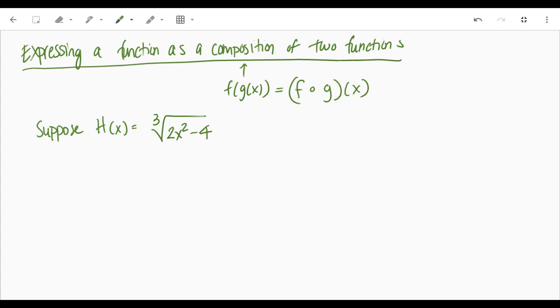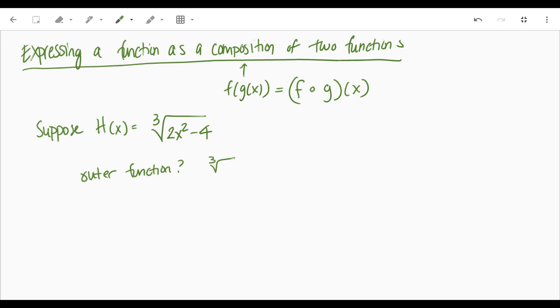Okay, so what you want to kind of think about, what's the outer function? Like, what's the last thing you would do if you were to plug in a value for x? Like, if x were 10 and you plugged it in, right? So you would do 10 squared to get 100, then times 2 to get 200, then subtract 4 to get 196, and then you would cube root it. So the last thing that you would do would be a cube root.